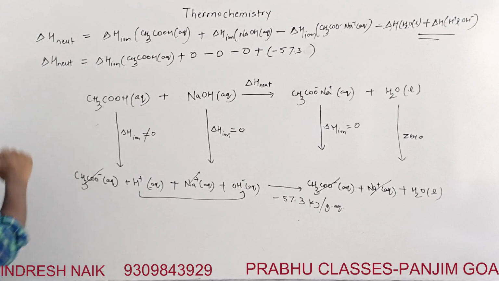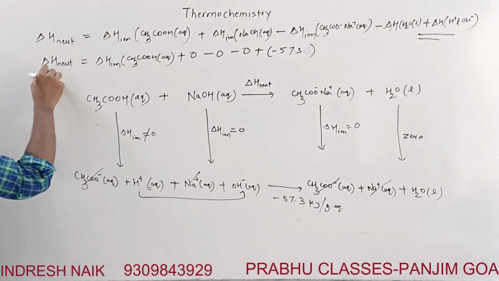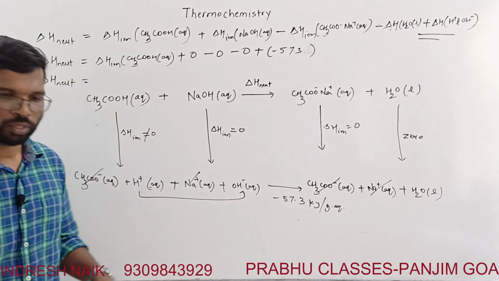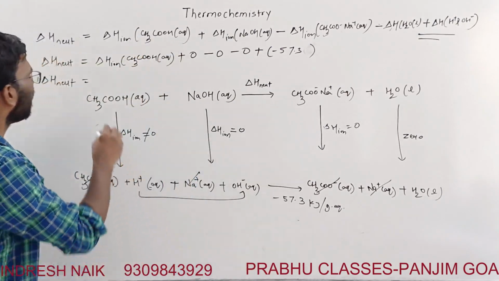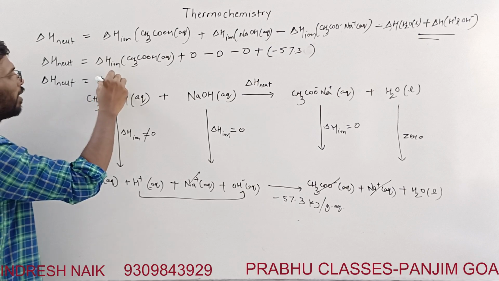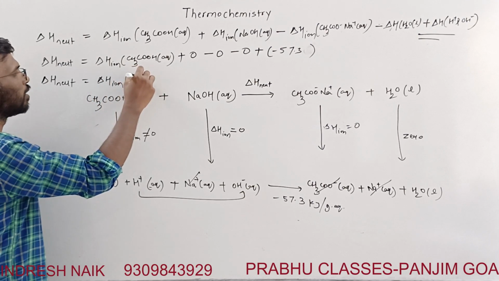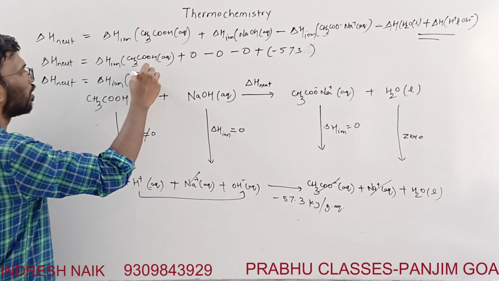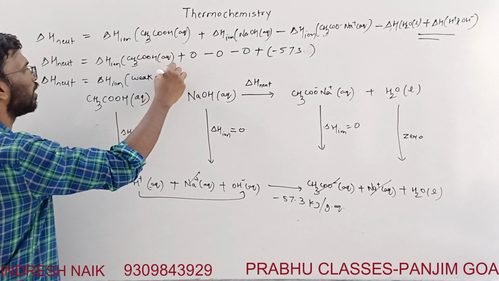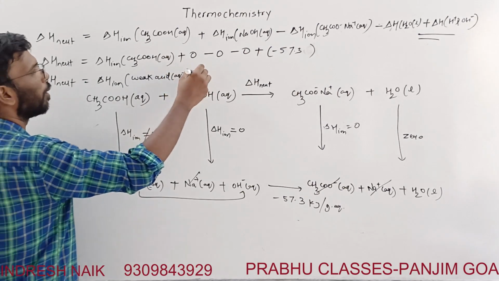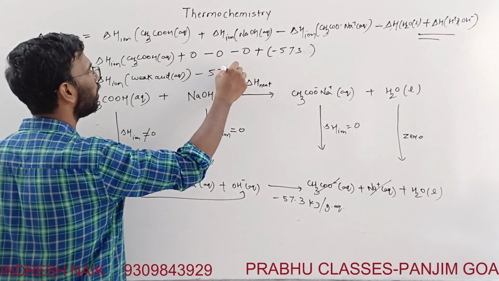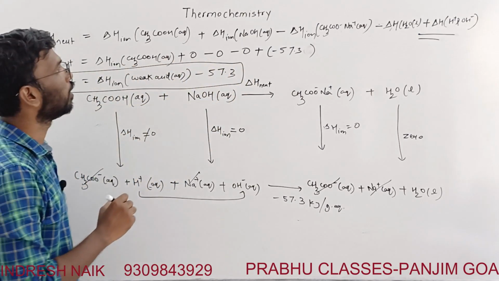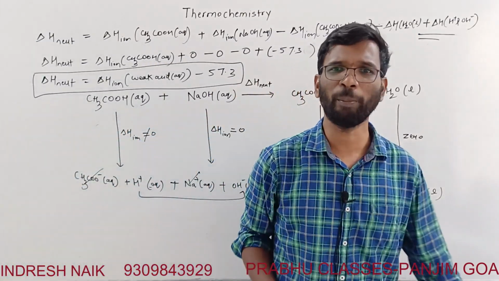So what we can write is that enthalpy of neutralization over here is what? If I want to generalize this formula, then I will write enthalpy of ionization of weak acid, aqueous, minus 57.3. This will be a formula for a weak acid and a strong base.